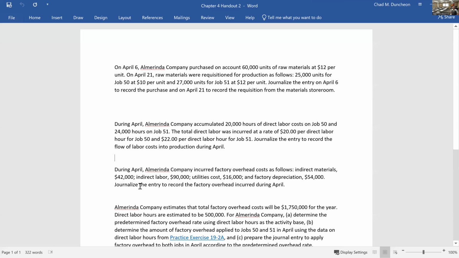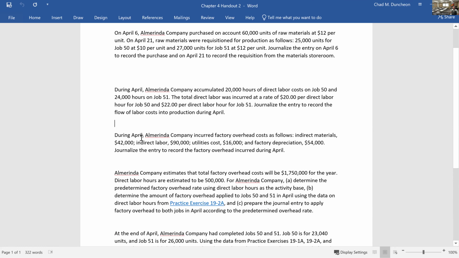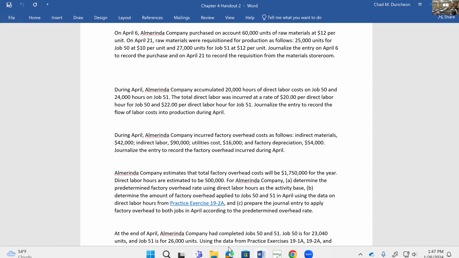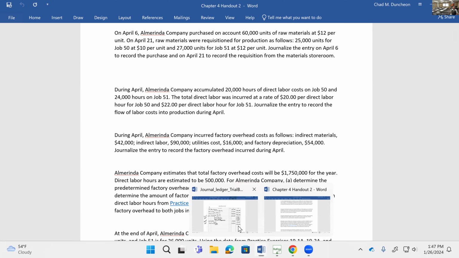Next, we're going to come down here. During April, Almarinda Company incurred factory overhead costs. So this little section here is talking about actual costs. Okay, remember, we are doing normal costing in this chapter, which means that when we go onto our job cost sheet, we are doing actual materials, actual labor, but we are doing estimated or applied overhead, not actual overhead. So the actual costs here are not going to go onto our job cost sheet. Instead, all we need to do is make a journal entry for them.